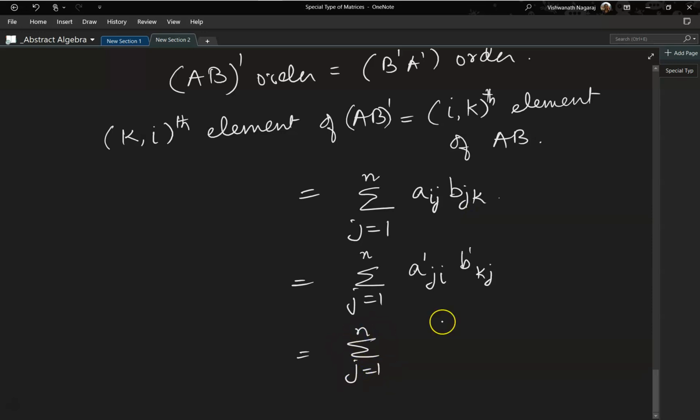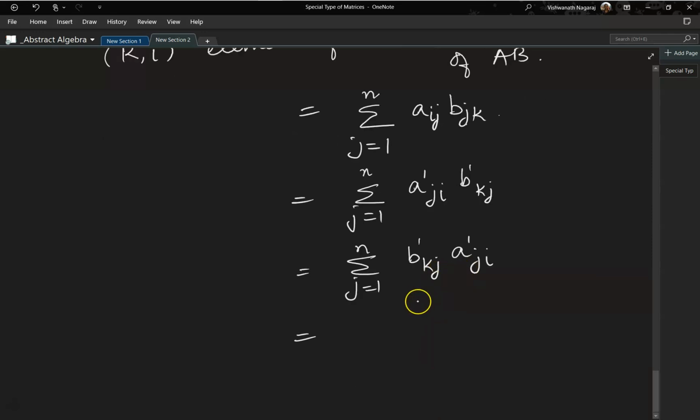j = 1 to n of B'kj A'ji, because this is going to be the multiplication of not the matrices but the elements, which follows the normal rules of algebra, that is, the product is commutative. So we can exchange the positions like this. So this is nothing but the k, ith element of B'A'.